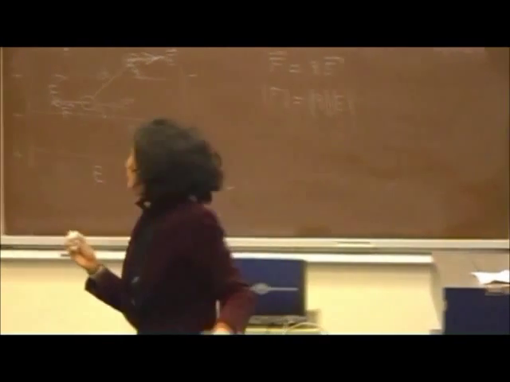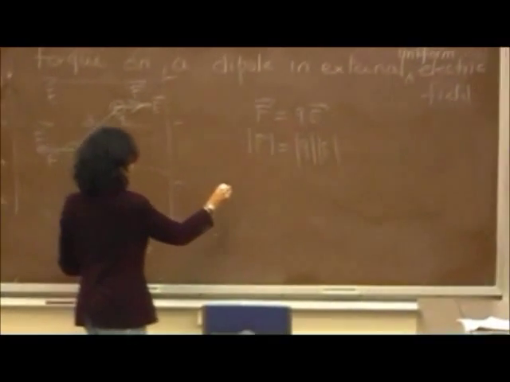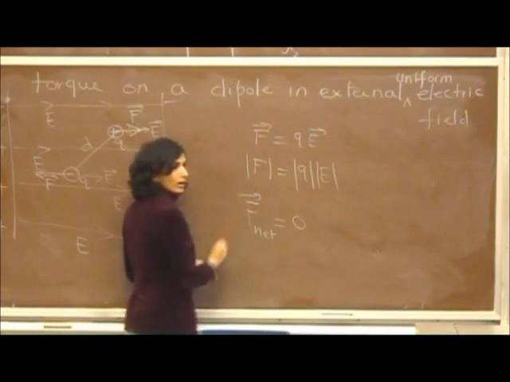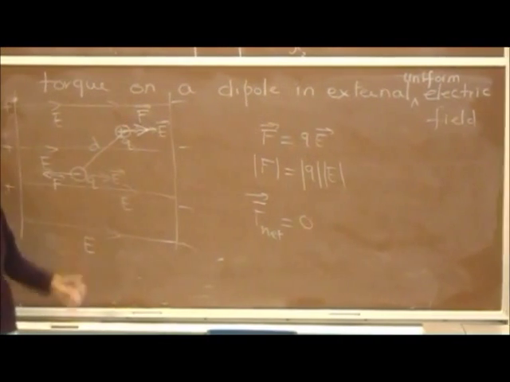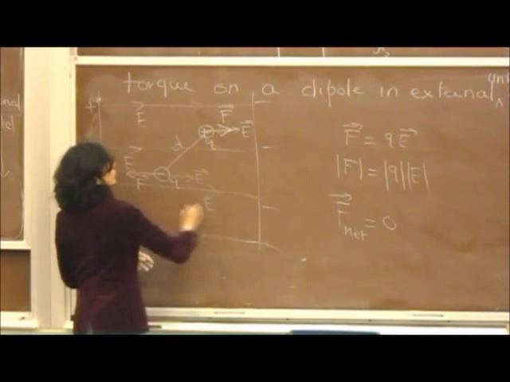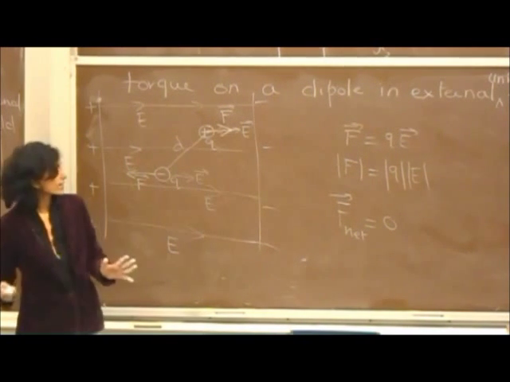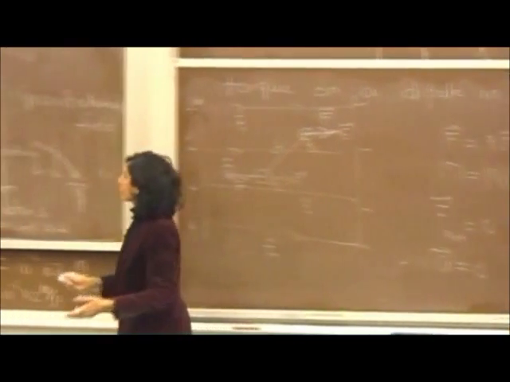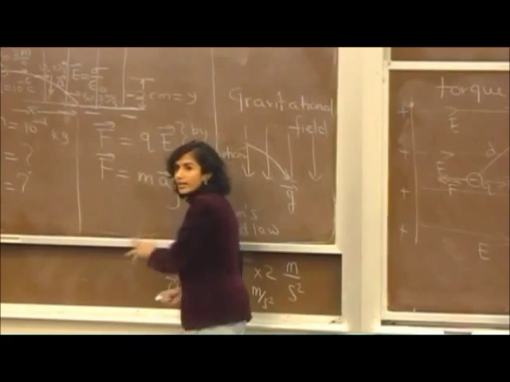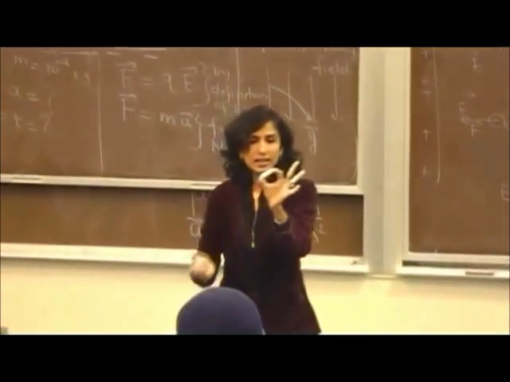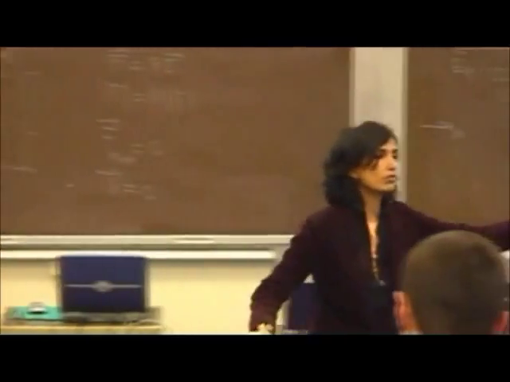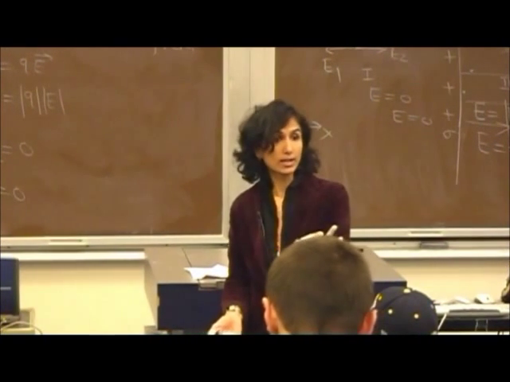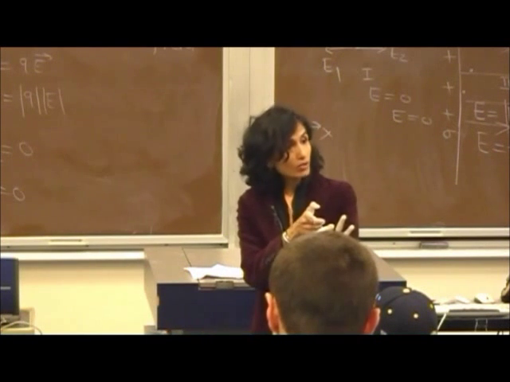No, the answer is no. So F net on this dipole is zero. Why is it zero? Because the force on this and this cancel each other out. There's no overall force on this whole thing. So if the force is zero, that means acceleration is zero too, because F is equal to ma. And that means you will not see any translational motion of this water molecule. You wouldn't see the water molecule starting to get faster and faster. If it's at rest here, it'll stay at rest. At least its location will not change.